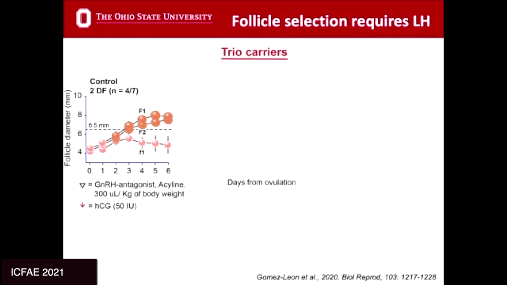So what happens in the trio carriers? Remember that we have different patterns. We have animals that select 2, 3, or 4 dominant follicles. I'm going to show you the most common one. Keep in mind those sample sizes at the top will show you the proportion of the animals that we're depicting. So in our control animals, the majority of the heifers selected 2 dominant follicles. You can see that diameter deviation occurs. However, that diameter deviation occurs at a smaller follicle size, as we had seen before.